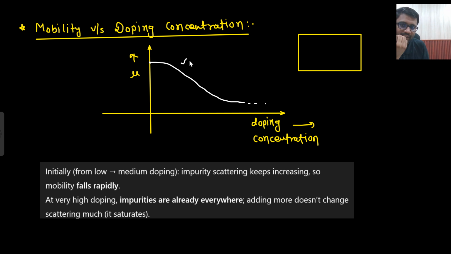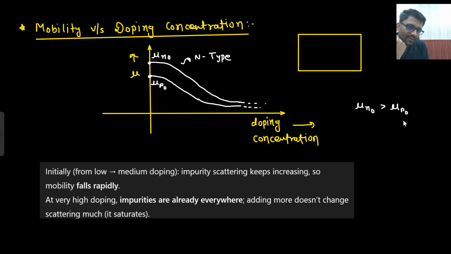Let's just say this is for n-type. How will I make the graph for p-type? Will it be from here to here, or somewhat like this? Basically, will it start from here, more than this or lesser than this? Lesser than this, right? Because the mu n naught value is always greater than the mu p naught value, because the mobility of electrons is greater than the mobility of holes.